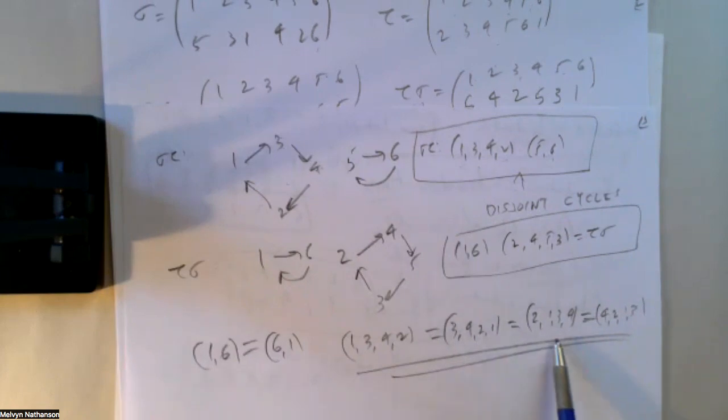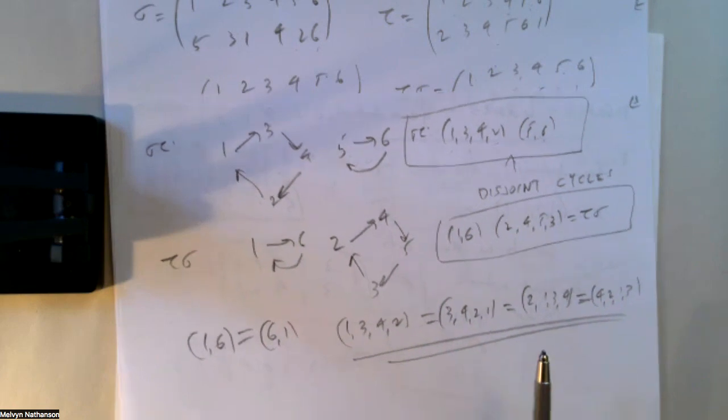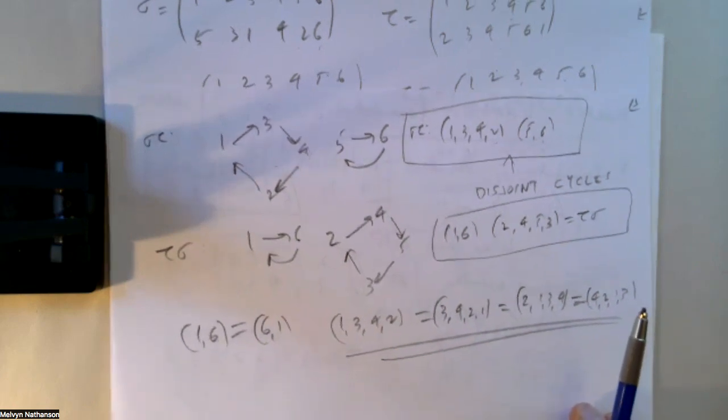So these are exactly the same cycles or the same permutations, because these are functions. They tell you what gets sent where. In each of these, 4 goes to 2, and so on. Okay, any questions about that?